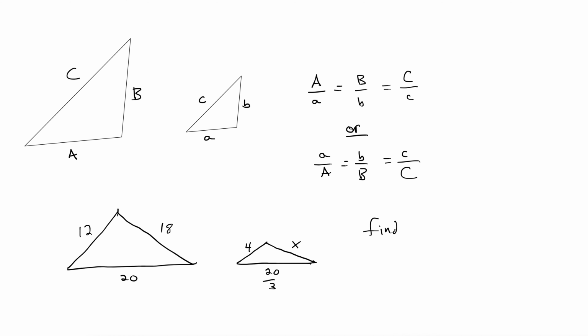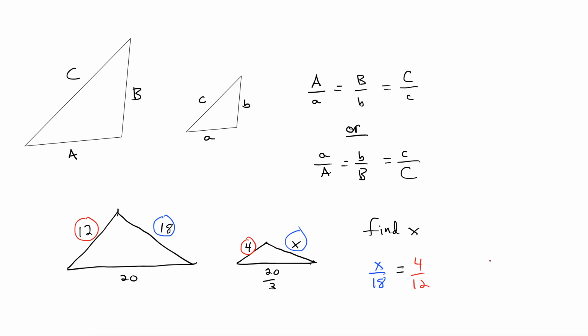Let's use one of these equations. It doesn't really matter what we're calling A or B or C. You compare the similar sides. Notice that this x side goes with this 18. So we'll say x is to 18 as, and then you just pick another side. Let's do this side here. 4 and 12 go together. So 4 is to 12.